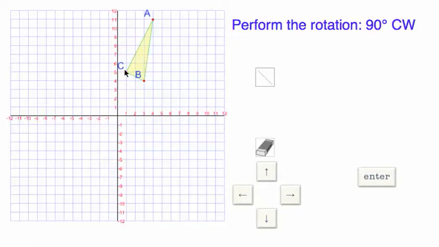Okay, if you do that, you'll notice that the C point here, which is just beside the 5, will be down here, just below the 5. Okay, and the A, which is just beside the 11, will be down here, below the 11.